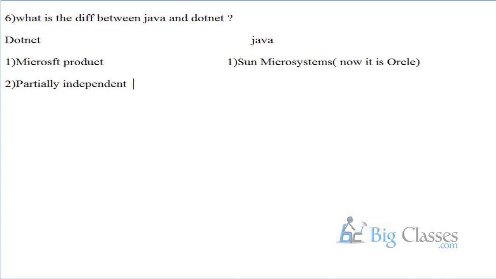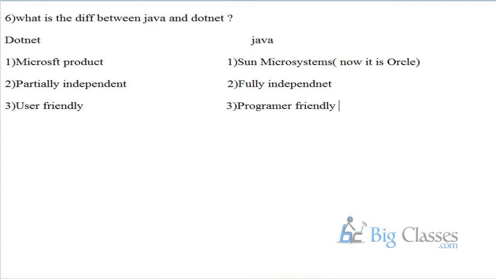I'm not saying advantages, here I'm saying the differences. I'm not saying the advantages of .NET over Java, just the difference between Java and .NET. Java is fully independent. Third one is .NET is user friendly. Everything is predefined, so you don't need much concentration on the coding. Java is programmer friendly, where you need to write more code. One who has good programming skills can go for Java.